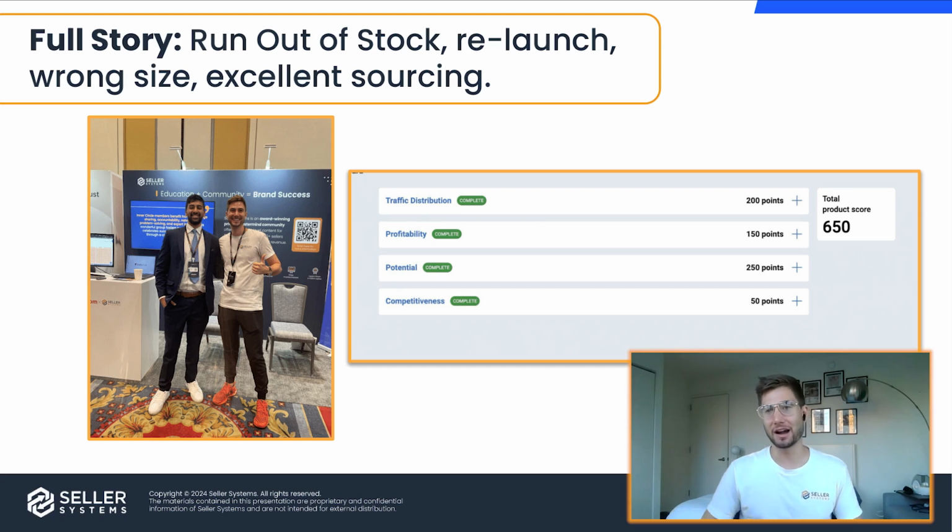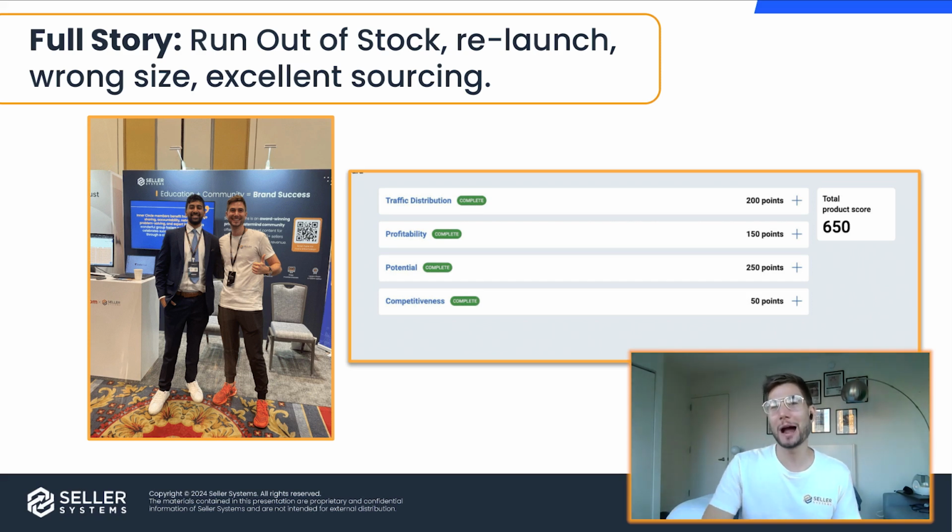He ran out of stock. He had to relaunch a product. He didn't order enough inventory. He had the wrong size product. And he spent a lot of time, going probably 5 to 10 times deeper than most sellers will on the sourcing process. You can see here, this is a photo of us at Co-Create from this year.